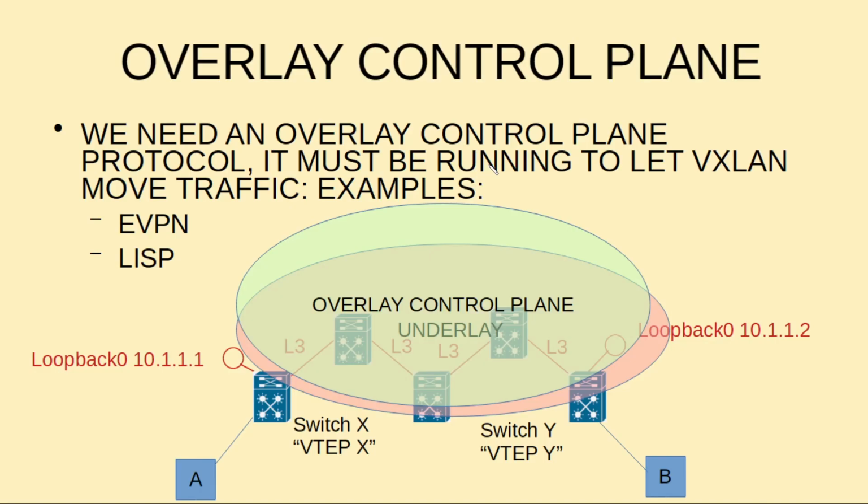Another building block that we need in order to have VXLAN running is the overlay control plane. Remember that VXLAN cannot work alone. It needs a companion control plane protocol. We are going to spend more time talking about control plane protocols in another session. Just remember that you can go for EVPN for the multi-vendor option, or for Cisco LISP.